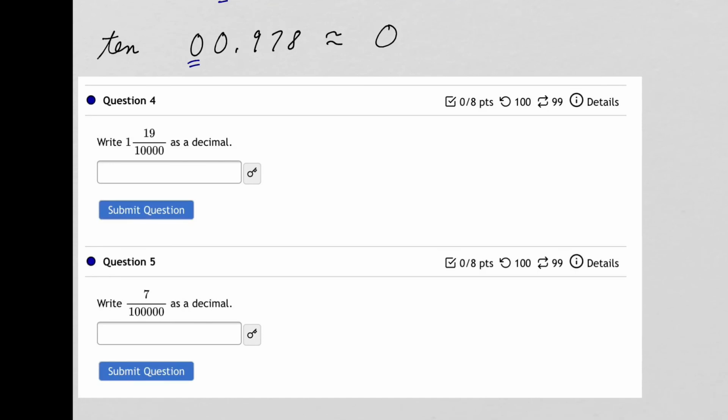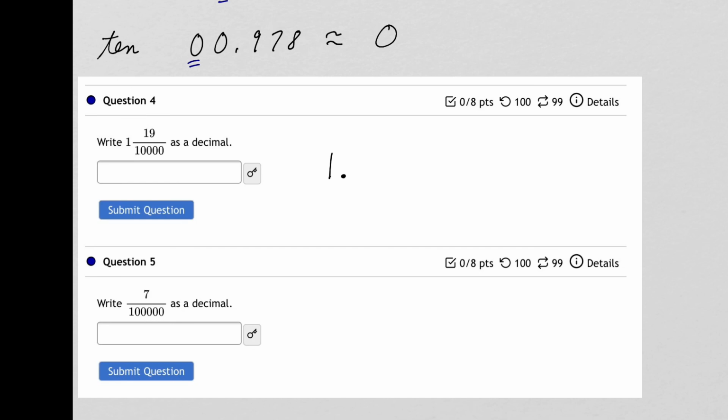Okay, and then let's finish up the section by looking at a couple of problems from your MyOpenMath homework. So question 4 here says, write 1 and 19 10,000ths as a decimal. Okay, so we know that, first of all, we have the whole number part is the 1, right? Then the decimal point. And then we want 19 10,000ths.